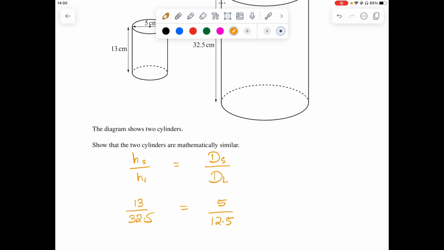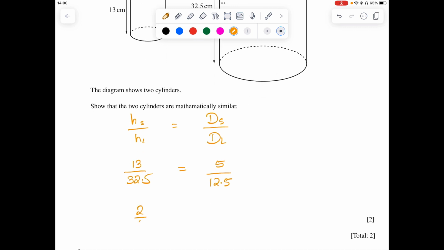So what am I going to do? I'm going to take the calculator and find both the ratios. So the ratios of the heights should be the same as the ratios of the diameters. If both the ratios are the same, then we can say that they are mathematically similar. So I am taking the ratios of the heights. Height of the smaller cylinder divided by the height of the larger cylinder. I take the calculator and divide it out and find 13 divided by 32.5, which is 2 upon 5 or 0.4. Similarly, 5 divided by 12.5, which is also 2 upon 5. So therefore they are similar.